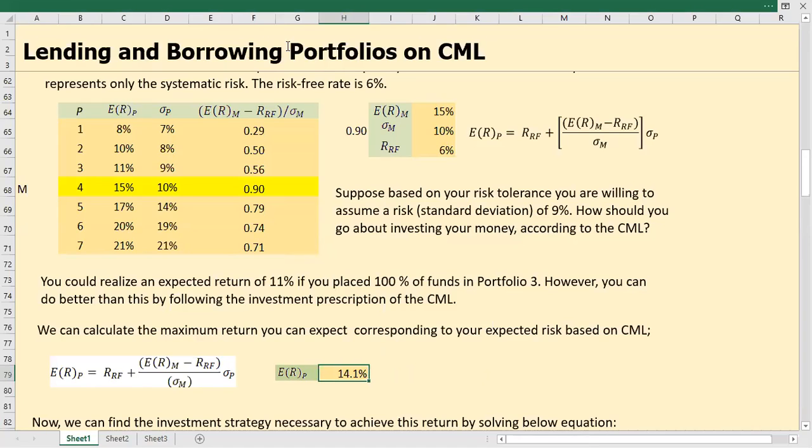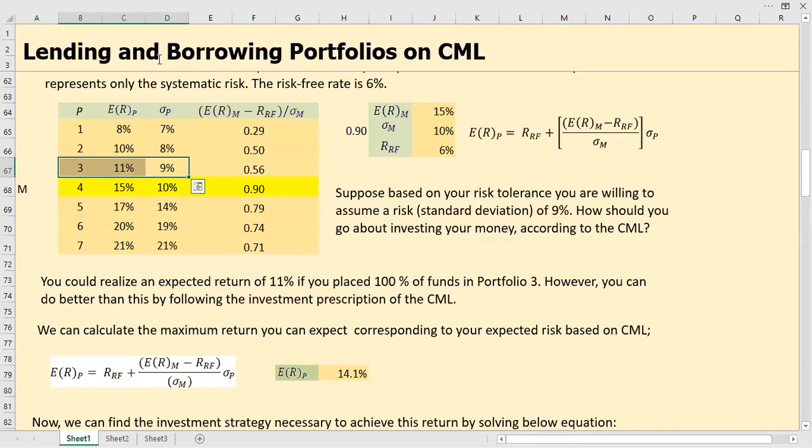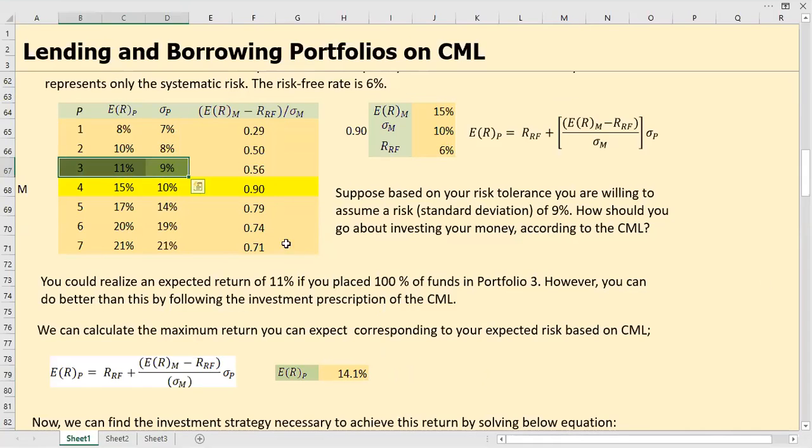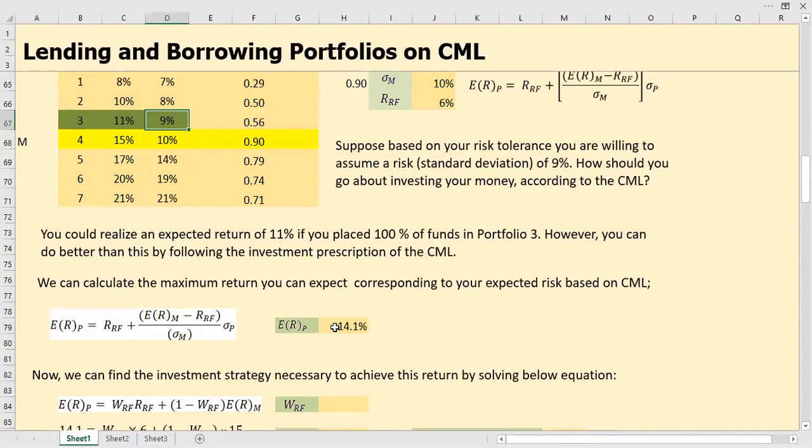But if you invest in portfolio 3, you can only receive a return of 11%. But if you instead invest on the capital market line for the same level of risk, that means 9%, you can go up to 14.1%. 14.1% for the same level of risk. So that is the beauty of the capital market line. So how you are going to achieve this 14.1 is actually the next question.